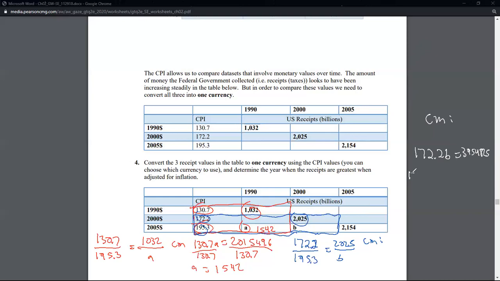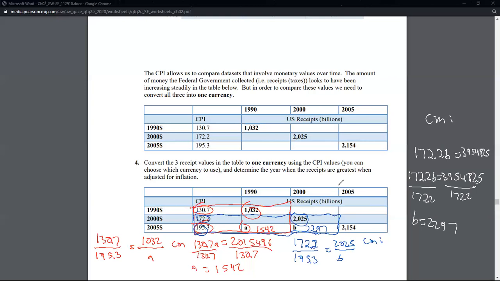395,482.5. Let me just rewrite that. 172.2B equals 395,482.5. Then you're going to divide both sides by the 172.2. And we get 2296.6, 2297 if you round to the nearest whole. So this is 2297.